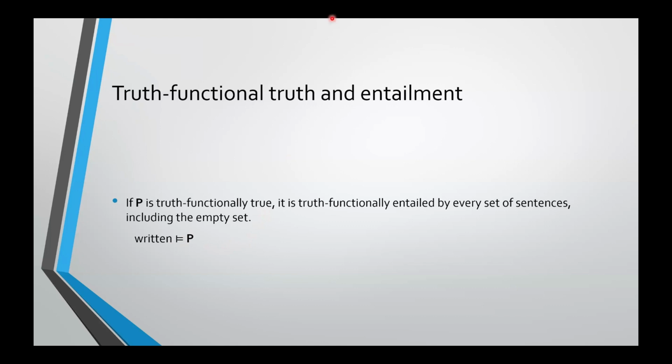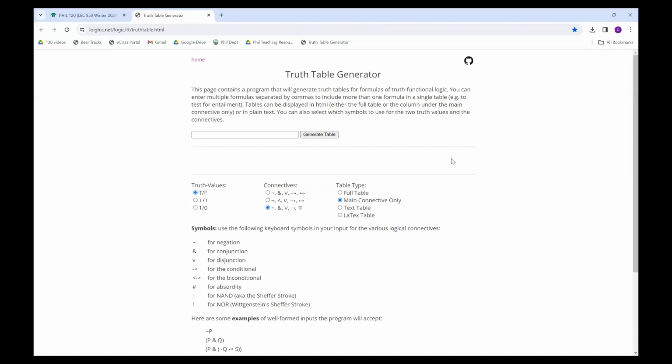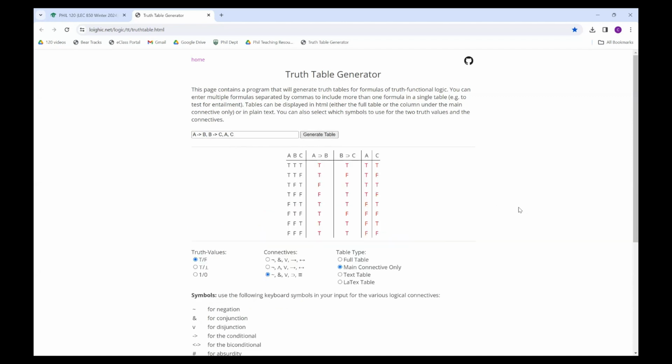to test for entailment. We'll start with this example. The set that we're going to test is going to be A implies B, B implies C, A. This is going to be the set gamma. And then we're going to test whether it entails the sentence C. So we enter all four sentences into the generator, generate the table. I have it set for main connective only.